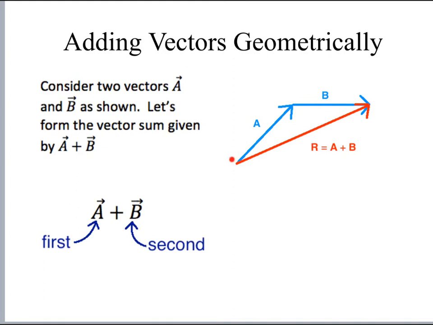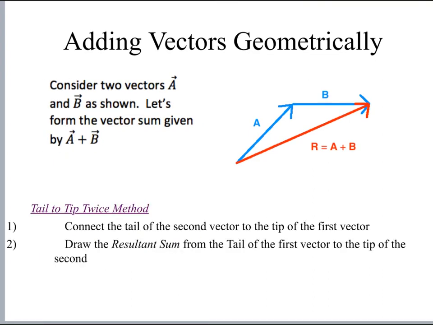Now, this is the picture that we're going to end up with when we do the vector addition, and you can see that it forms a triangle. So sometimes this method is called the triangle method, but I actually like to call it the tail to tip twice method because that tells you how to do it. So we're going to consider these two vectors, the A vector and the B vector, and I want to form the sum R equals A plus B.